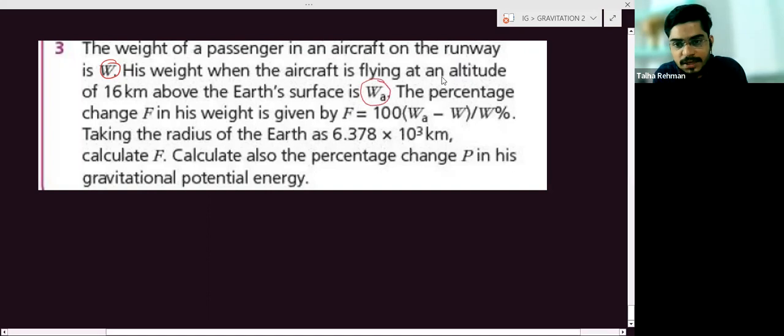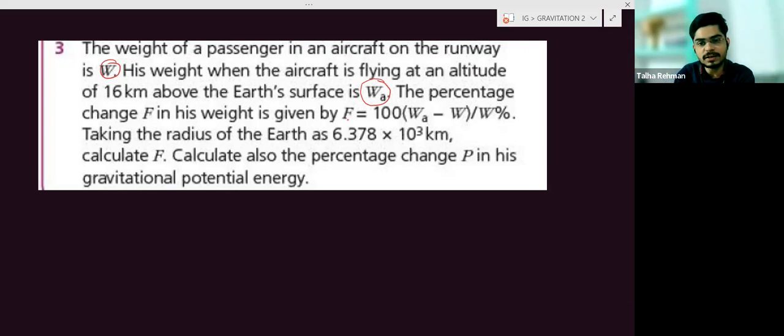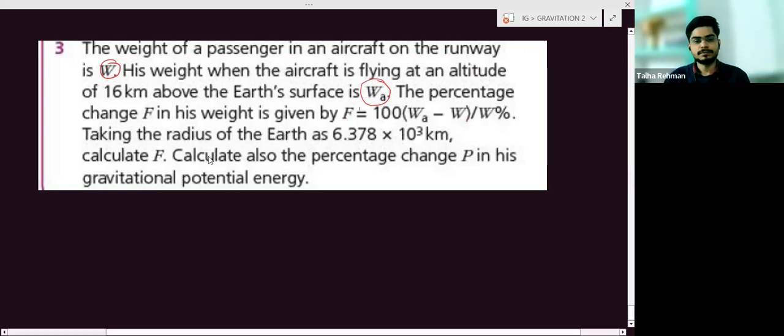So they are asking the percentage change in its weight, given by F. The percentage change F in his weight is given by F equals 100 into (WA minus W) divided by W, taking the radius of the earth as given. First we have to find this F. F means percentage change in the weight of the passenger.